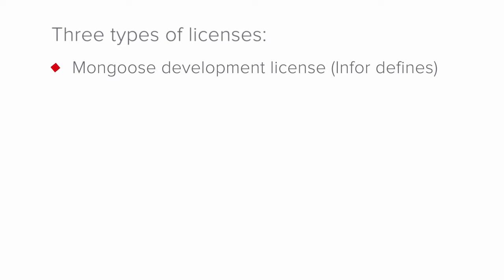There are 3 basic types of licenses that are issued and used with Mongoose. For core functionality, in other words, for you to be able to use the Mongoose software to build and deploy Mongoose-based applications, Infor defines and issues the license based on a contractual agreement. We will look at exactly how this license is issued and applied here in a minute.